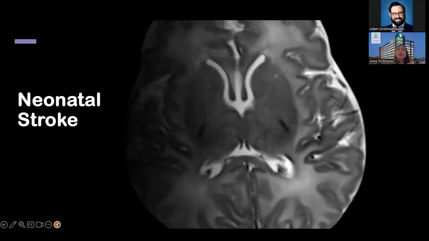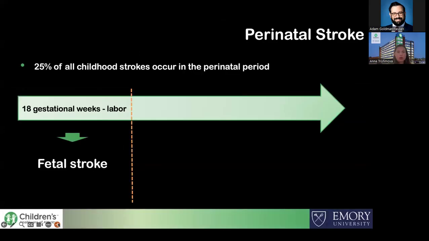Okay, with that, I think we can now transition to our next topic that we will be discussing, and that's neonatal stroke. So with neonatal stroke, again, first, let's just define some terminology. Overall, perinatal stroke can be divided into several groups. The first group is what's known as fetal stroke, and basically this is a stroke that happens between 18 gestational weeks up till delivery and labor.